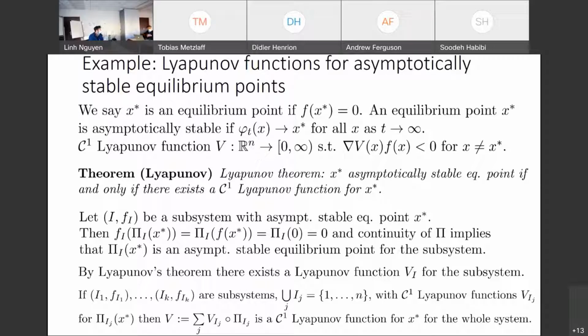Only one half of the theorem is due to Lyapunov, right? The existence of the C1 Lyapunov function. Okay. Like 1950. Okay. Yes. Sorry.